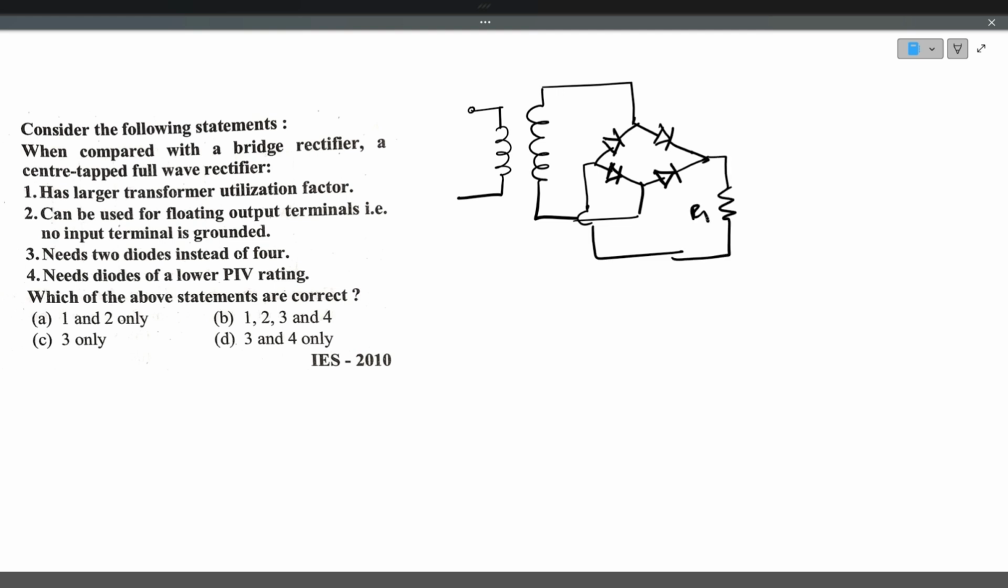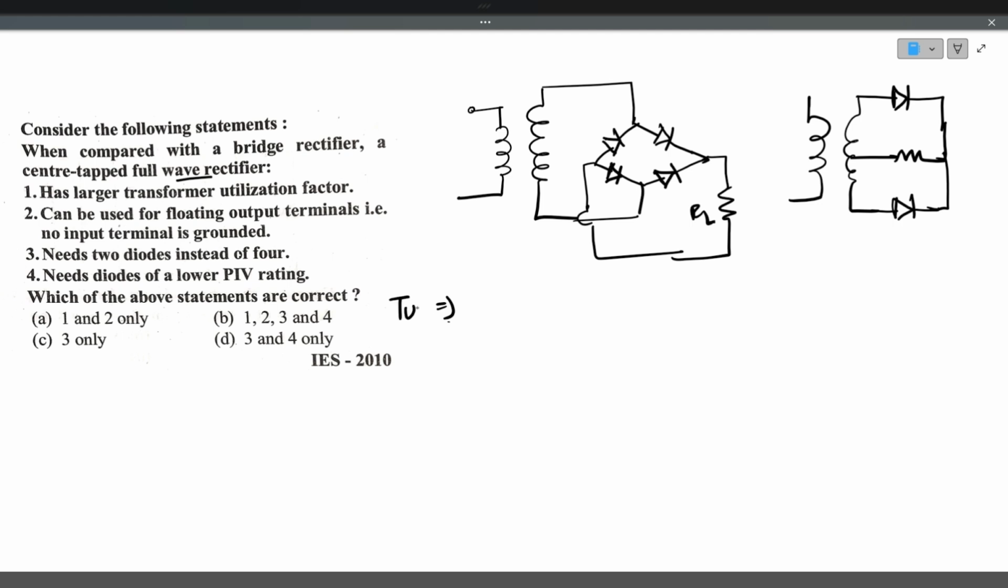This is the bridge rectifier, whereas this is a center tap rectifier. Center tap has 2 diodes, bridge has 4 diodes. When compared to a bridge rectifier, a center tap full wave rectifier has higher transformer utilization factor. Transformer utilization factor (TUF) for the full wave bridge rectifier is 0.812. For center tap, it is 0.693. So he's telling that center tap has higher TUF compared to bridge. That is wrong. Bridge has the higher transformer utilization factor.